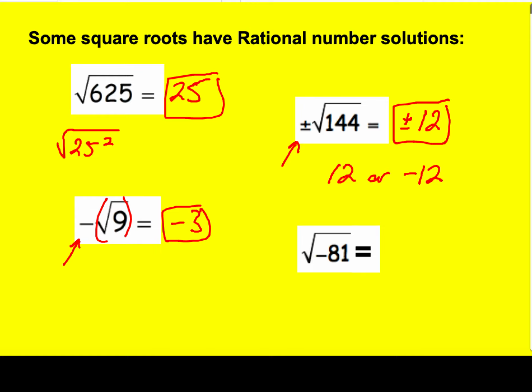And again, down here at the bottom, the square root of 81 would be 9, but the square root of -81, you can't take a number times itself and get -81, not a real number. So again, for this one, we're just going to say not real.